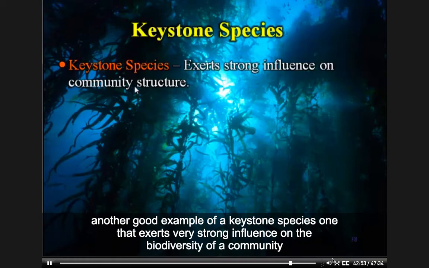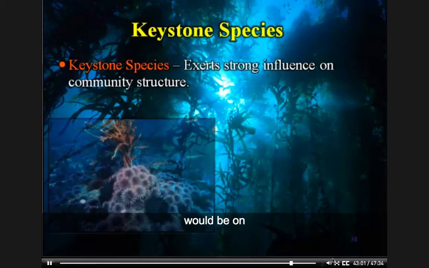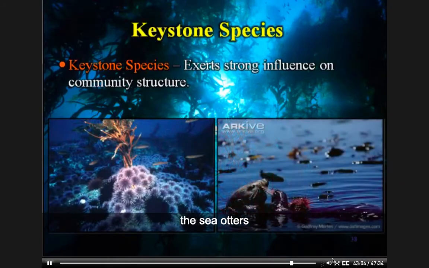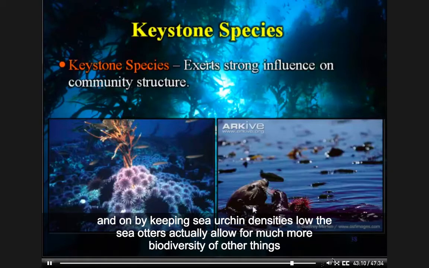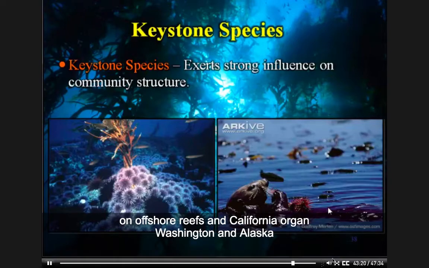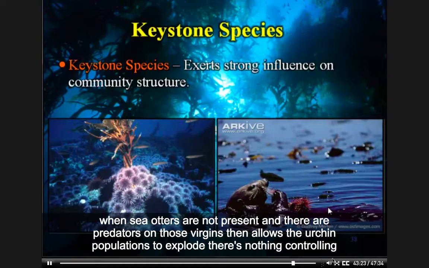Another good example of a keystone species, one that exerts a very strong influence on the biodiversity of a community, would be the sea otters. Sea otters eat sea urchins. And by keeping sea urchin densities low, the sea otters actually allow for much more biodiversity of other things on offshore reefs in California, Oregon, Washington, and Alaska. When sea otters are not present and there aren't predators on those urchins, then it allows the urchin populations to explode. There's nothing controlling them.